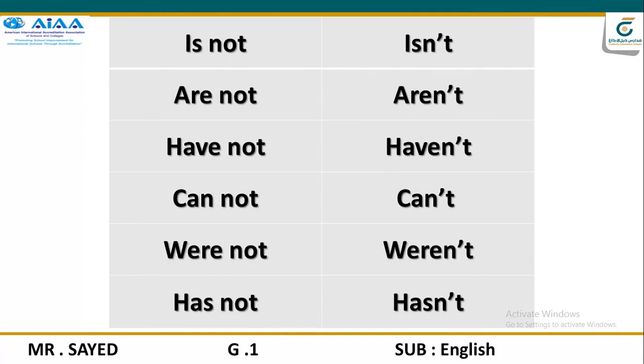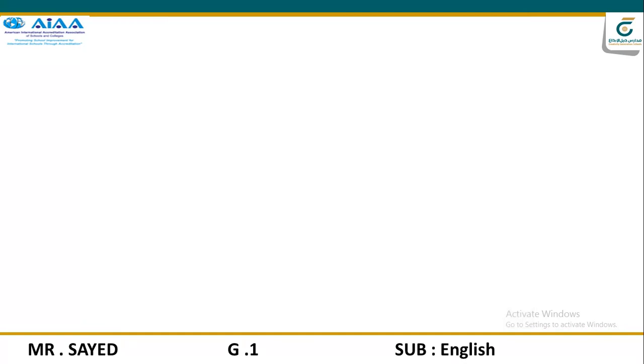Look at this table. Is not became isn't, are not became aren't, have not became haven't, cannot became can't, were not became weren't, has not became hasn't. Try to read this table carefully and write it by row.